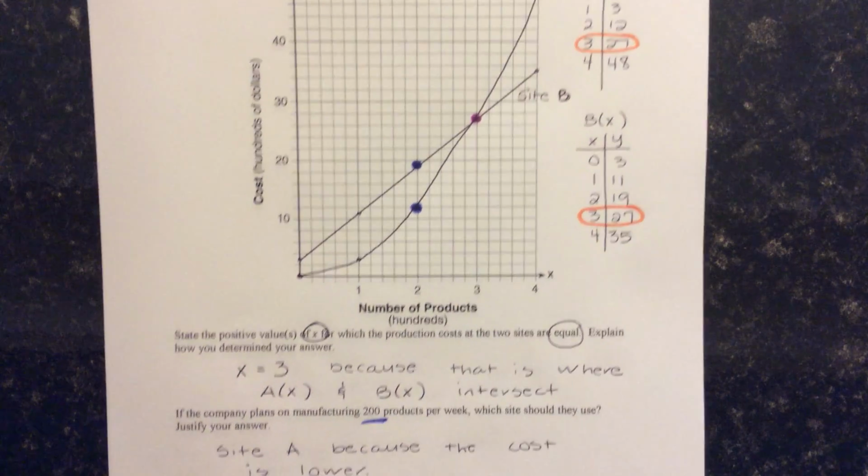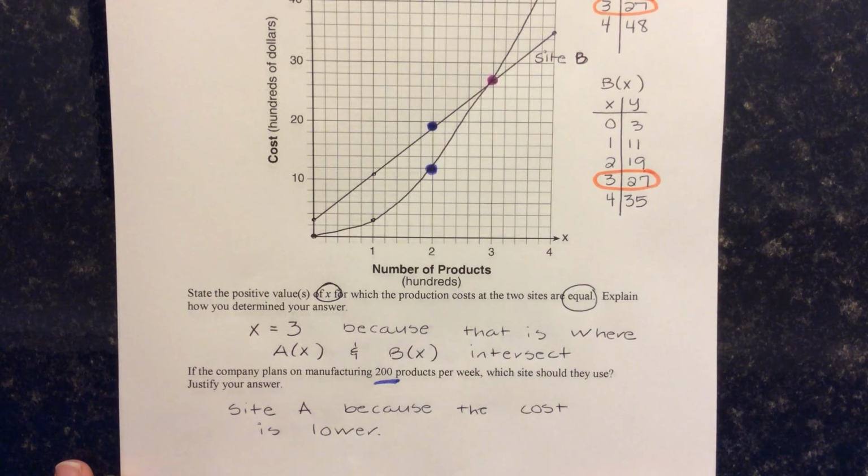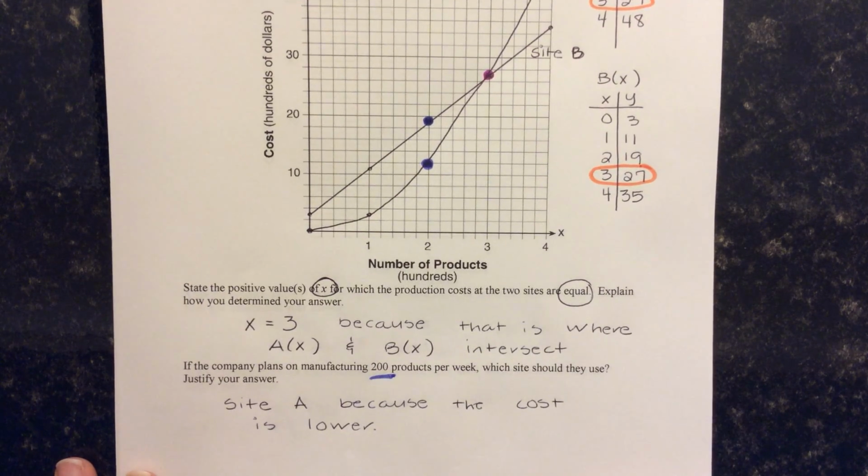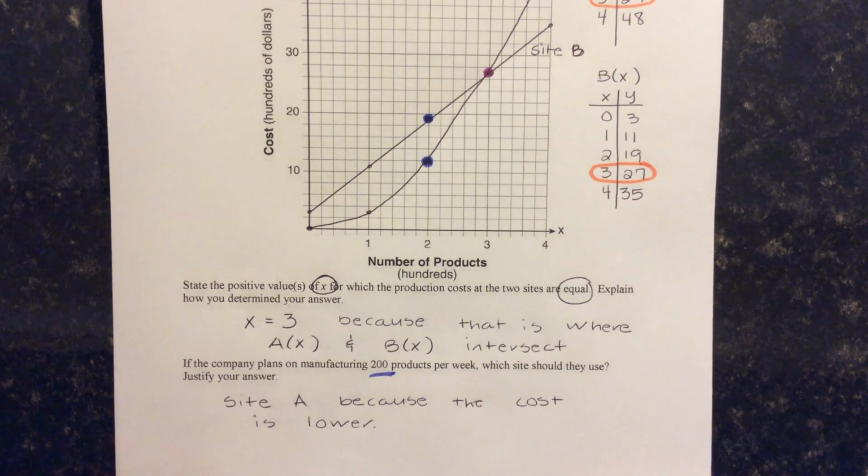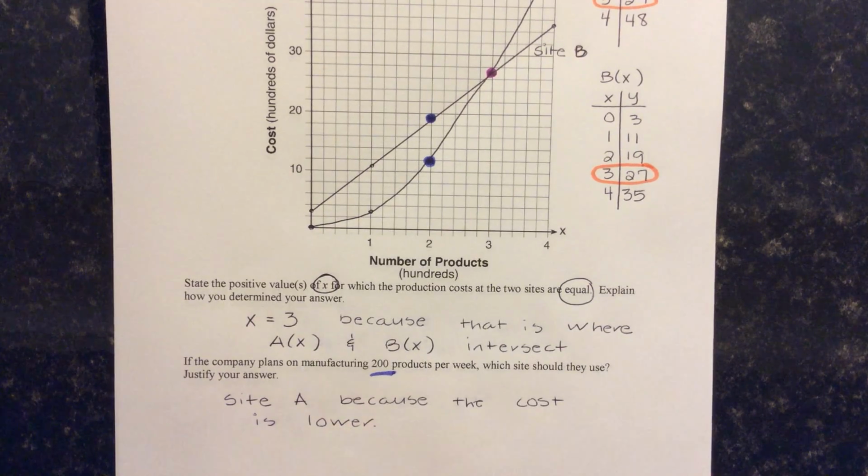So if you don't clarify that in your answer, if you say the cost is 12 and the cost is 19, you'll lose points because that's technically not correct. Okay, so this is fine. The cost is lower. You don't have to say any more than that if you don't want to.